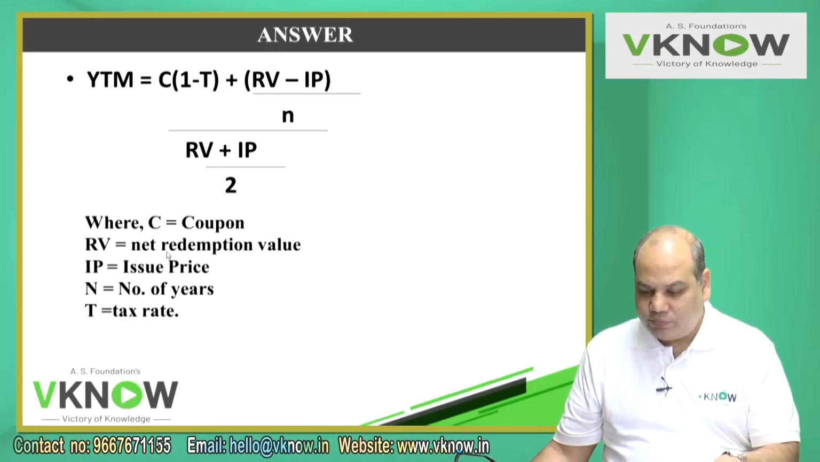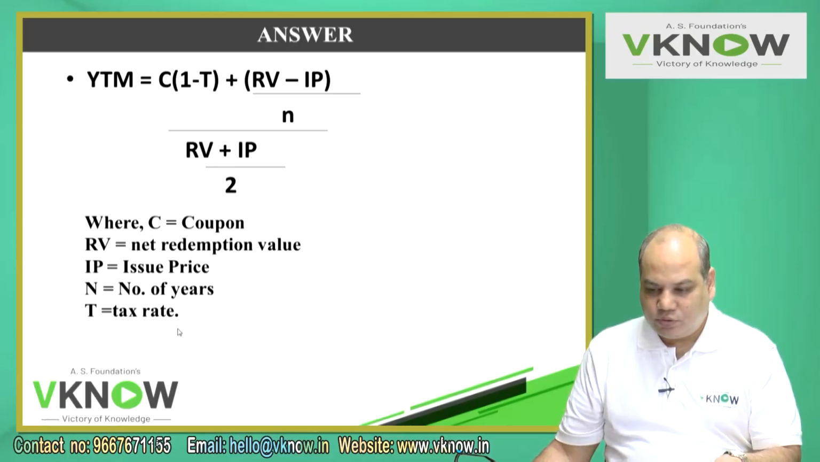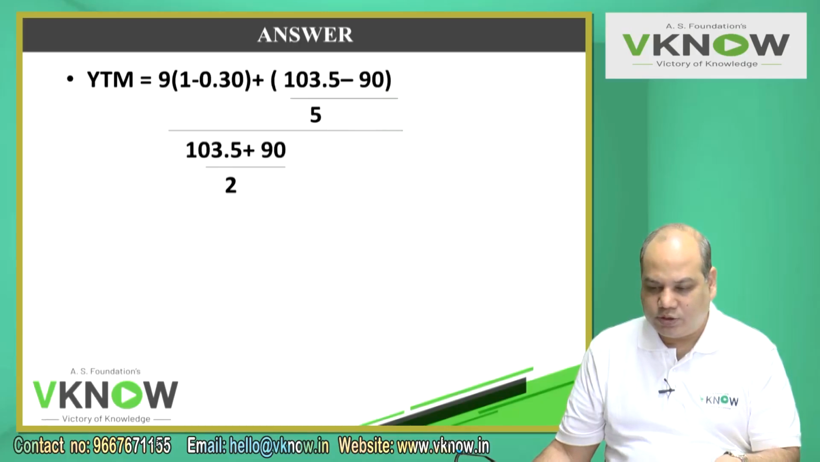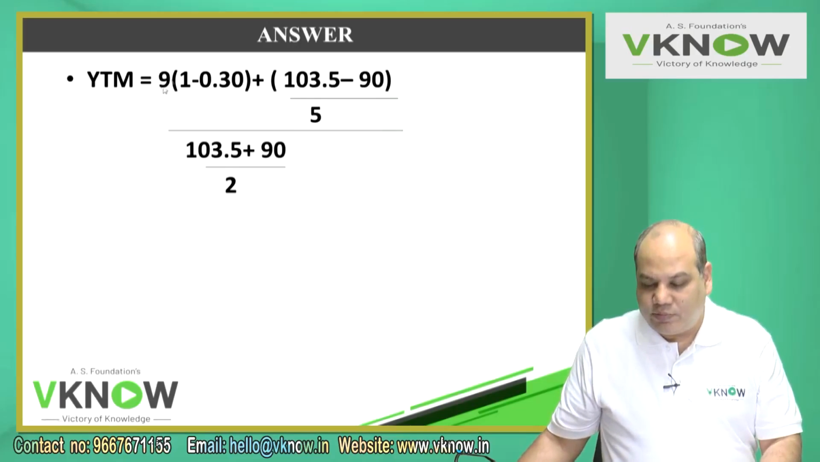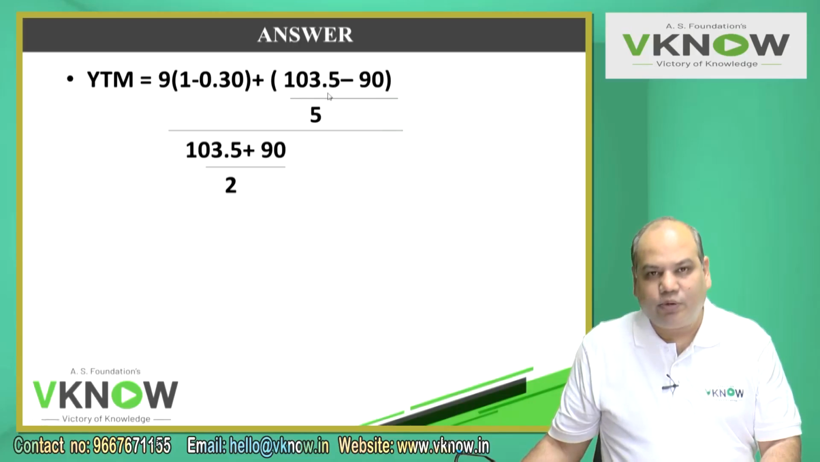Okay, so these are the full form of the notations used in the formula. RV is net redemption value, IP means issue price, N stands for number of years, T stands for tax rate. Now put the values and solve. So let us solve this wonderful question number 25. So this time you see your face value we have assumed 100 rupees, coupon rate is 9%. So 100 into 9%, 9 rupees is coupon into 1 minus tax rate which is 0.30 plus in bracket 103.50 minus 90 divided by 5 upon 103.50 plus 90 divided by 2.